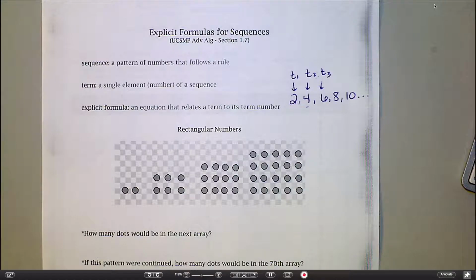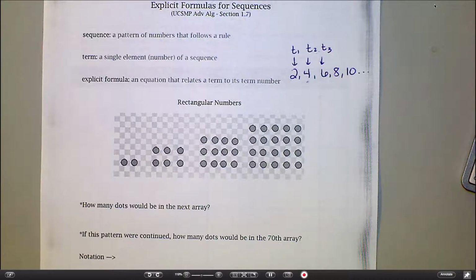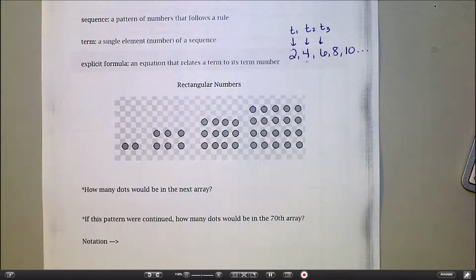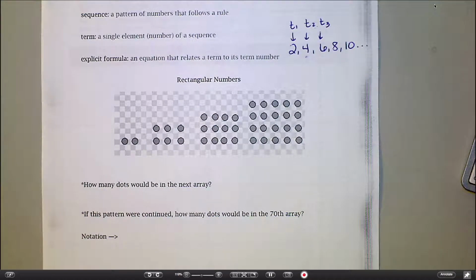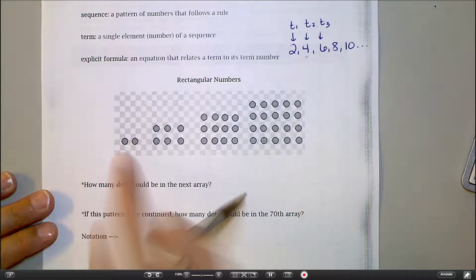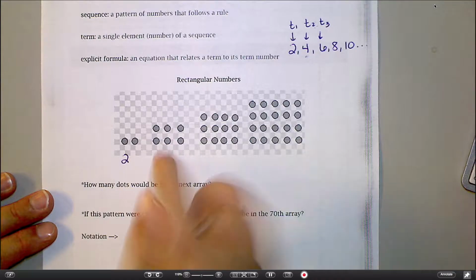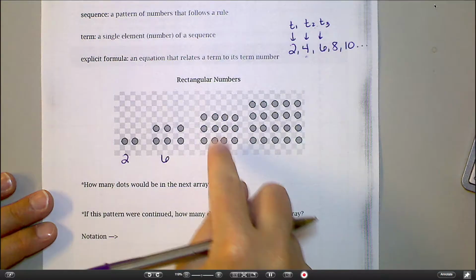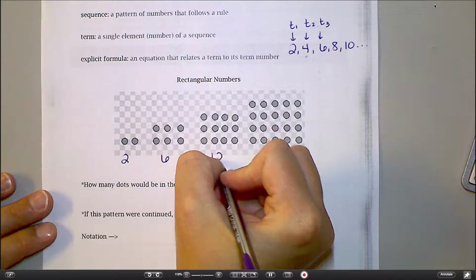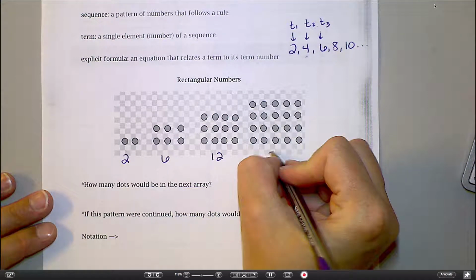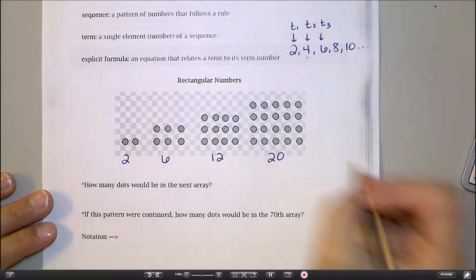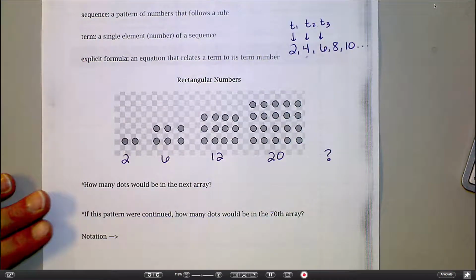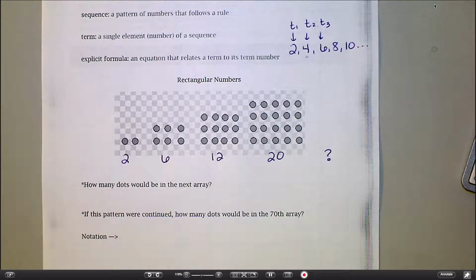Okay, so let's dive right into maybe a little bit more complicated example. These are called the rectangular numbers. What I mean by the numbers is, for example, in this array there's 2 dots. In this array there's 6 dots. In this array, let's see, there's 12. In this array there's 20. And so what I want to know is how many would be in the next array. If I drew the next one in that pattern or in that sequence, how many dots would there be?